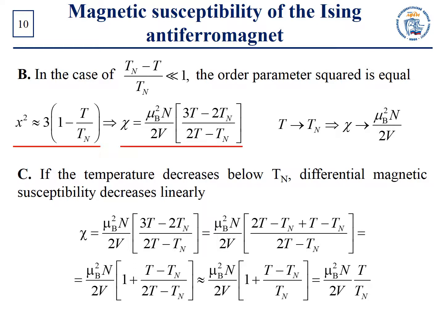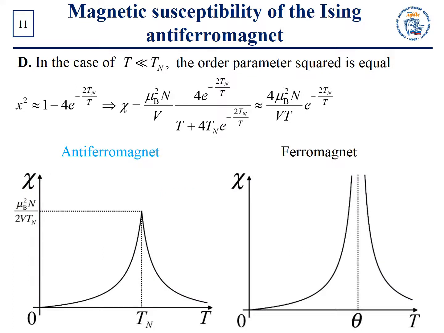Let us show that if the temperature decreases below Tn, differential magnetic susceptibility decreases linearly. In the case of T much less than Tn, the order parameter squared takes the following form, and thus differential magnetic susceptibility takes the following form. The resultant characteristic dependence of differential magnetic susceptibility on temperature for antiferromagnets is shown in the picture. Note that in the case of antiferromagnetism, the temperature dependence of differential magnetic susceptibility does not have the divergence, as in the case of ferromagnetism.